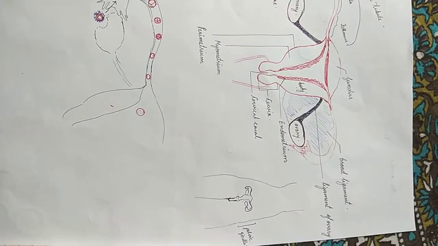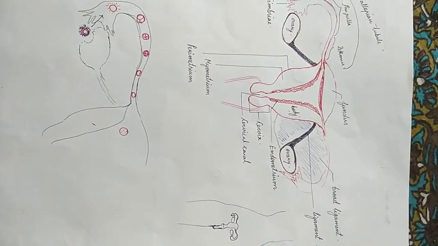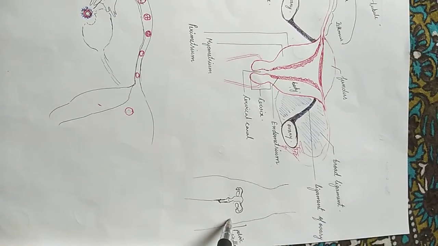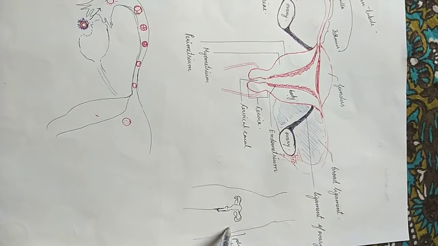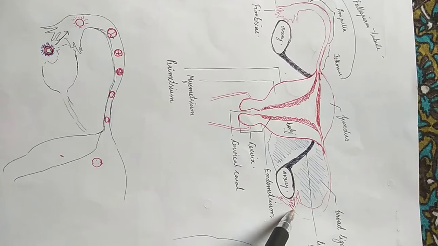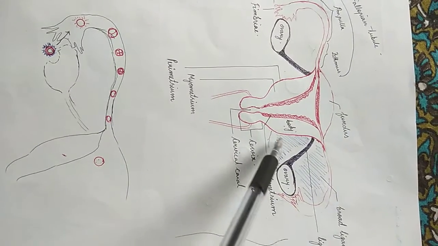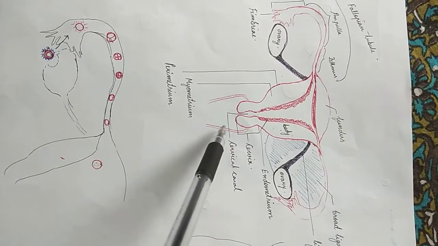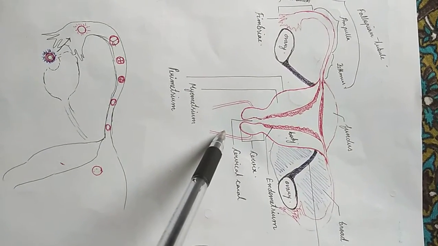Today let us discuss the female reproductive system. The female reproductive system is located in the pelvic region and comprises a pair of ovaries, a pair of oviducts or fallopian tubes, uterus, cervix, vagina and external genitalia.